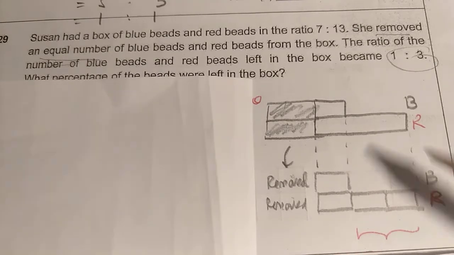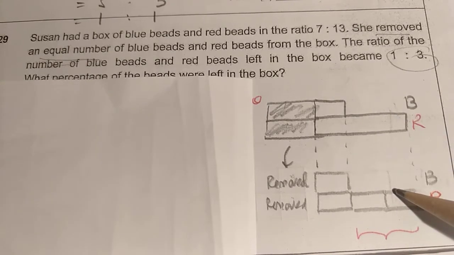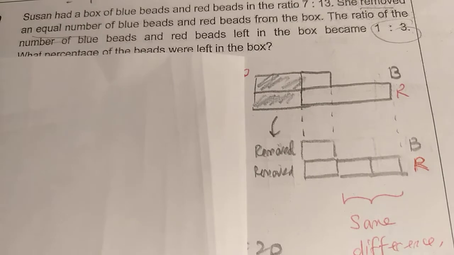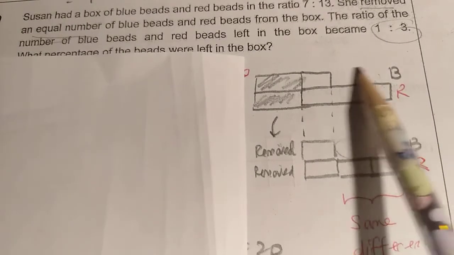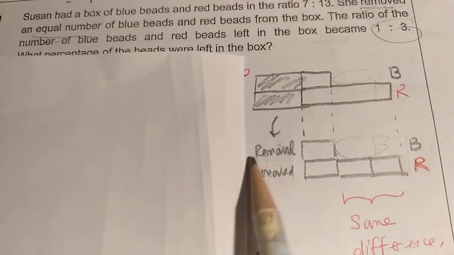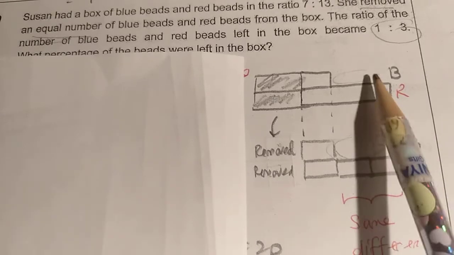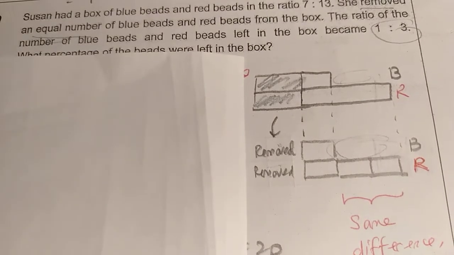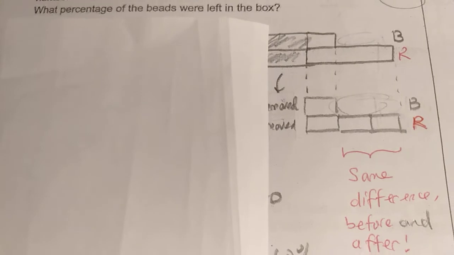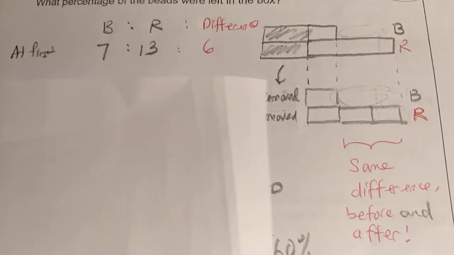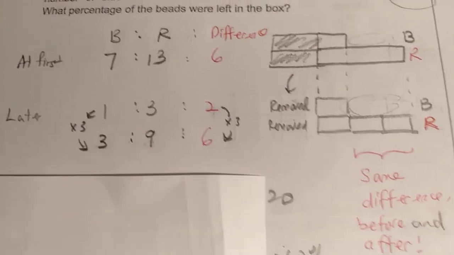What do you notice about these two models? The difference is the same. Before you removed it, and after you removed this, the difference is the same. That is a big clue to solving this, right? The difference is the same before and after. Using that, now I write out my ratio.